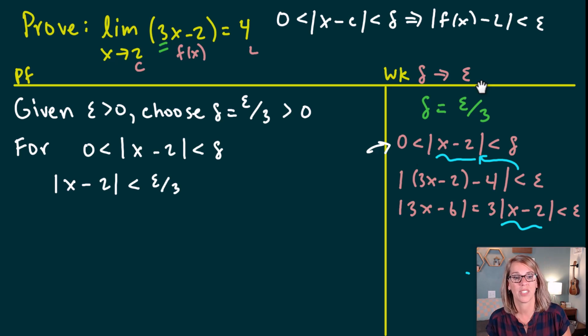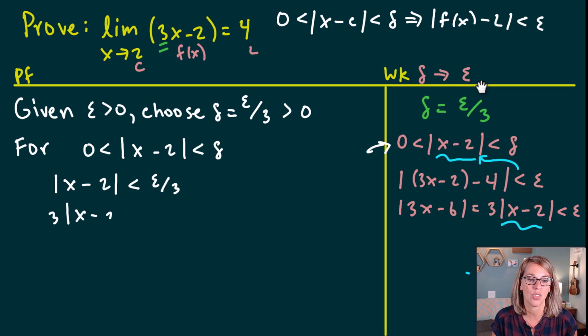Let's multiply both sides by 3, and I get 3|x minus 2| is less than epsilon. Now I am doing the math and I'm working this guy backwards.